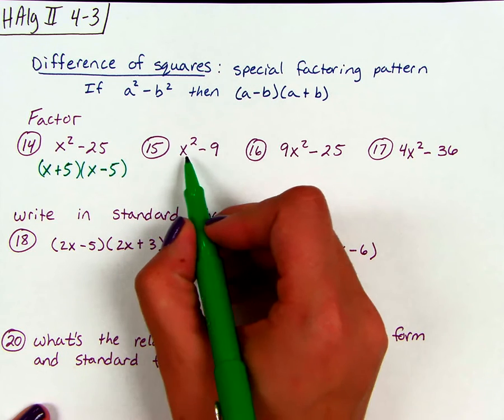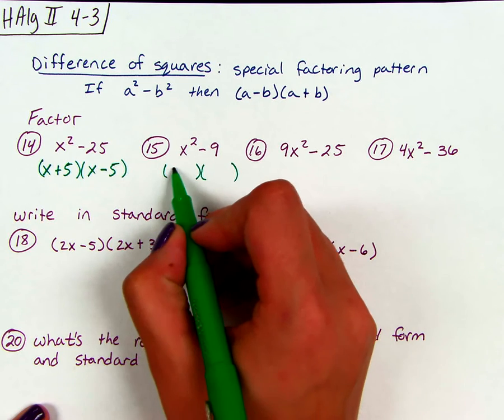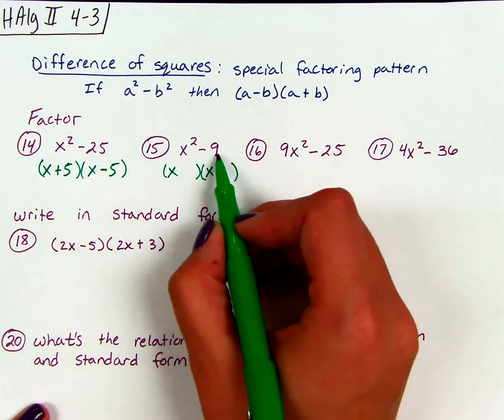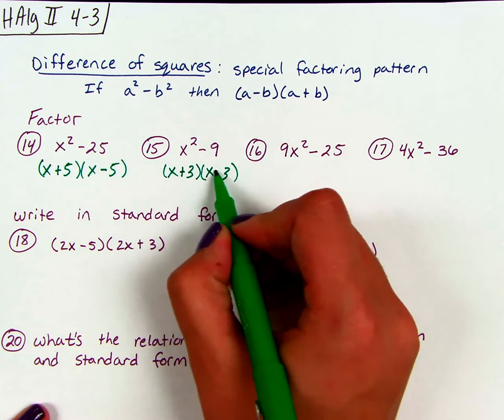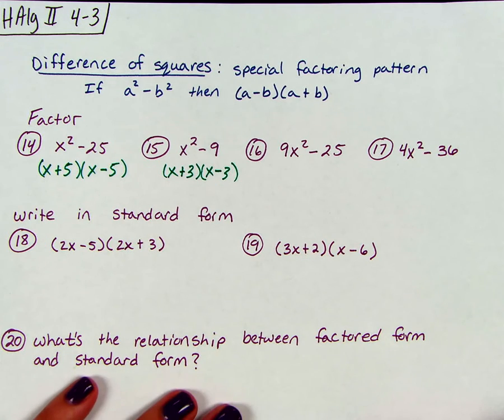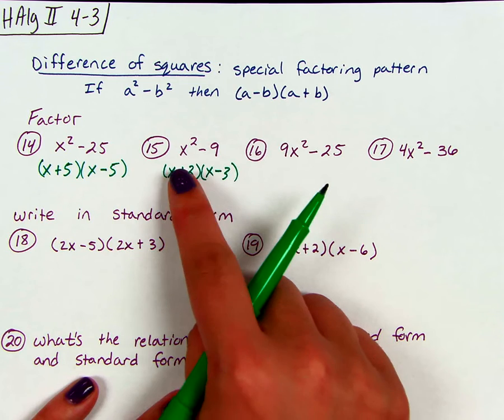So the next one, again, we have two perfect squares, subtraction in the middle. So we would have x and x, and then the square root of 9 is 3. And again, one's going to be positive, and one will be negative. And if you're not sure, you can always double check by multiplying these back together to see if you get this answer.